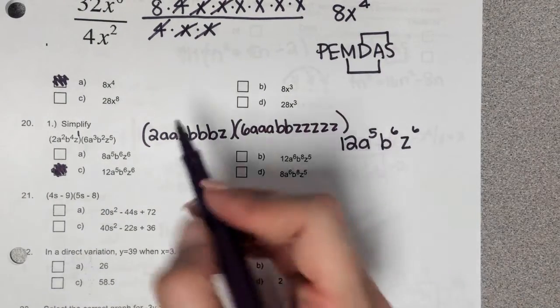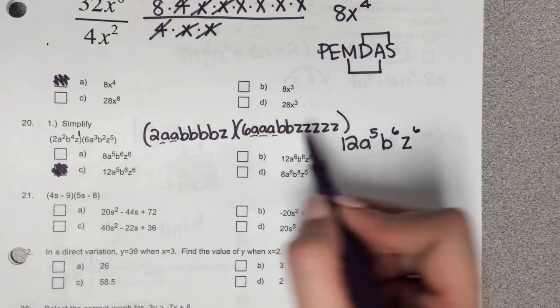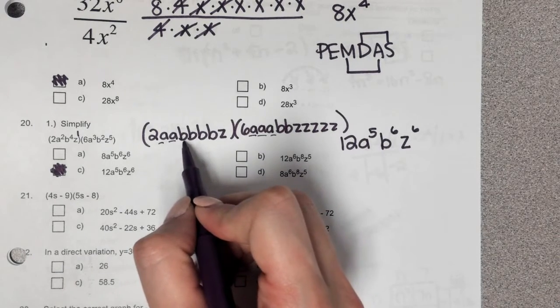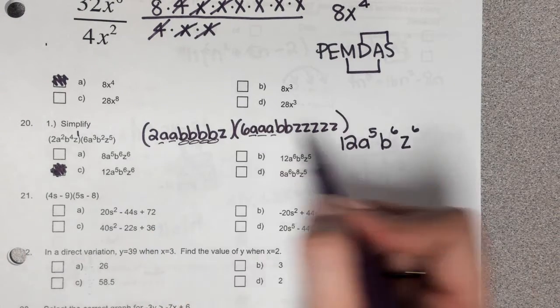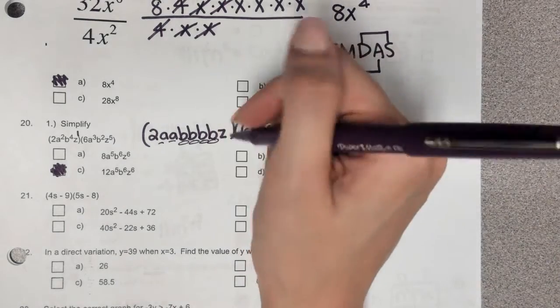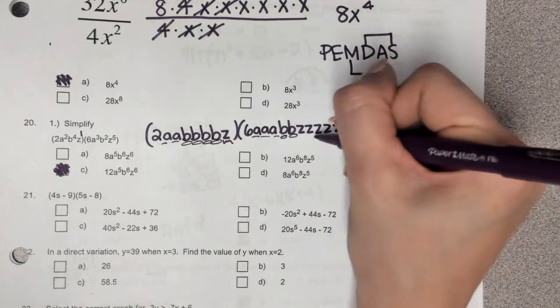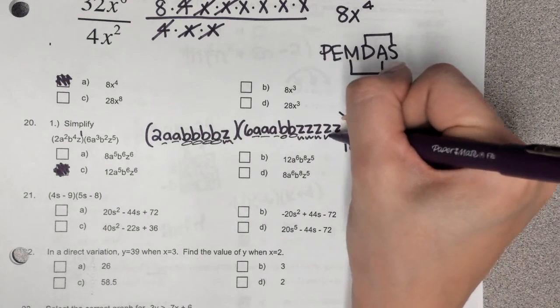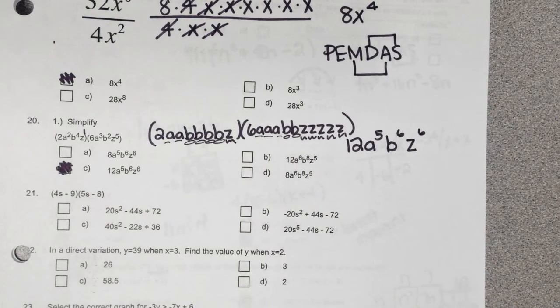2 times 6 is 12. You have 1, 2, 3, 4, 5 A's. B's, you have 1, 2, 3, 4, 5, 6 B's. Z's, you have 1, 2, 3, 4, 5, 6 Z's.